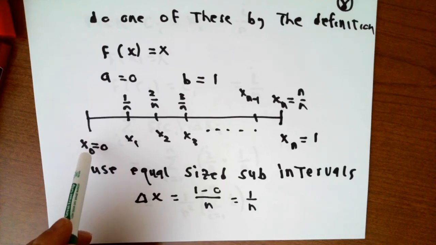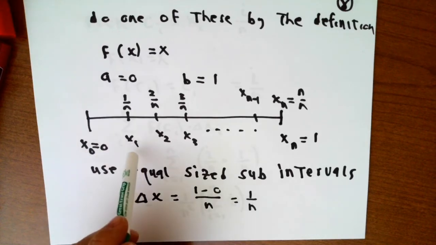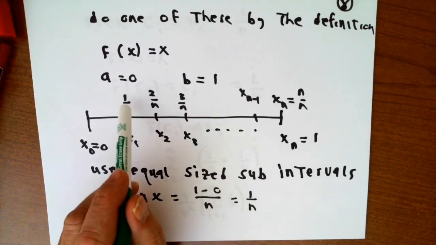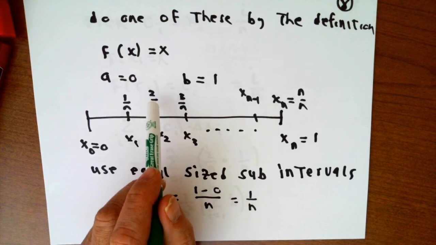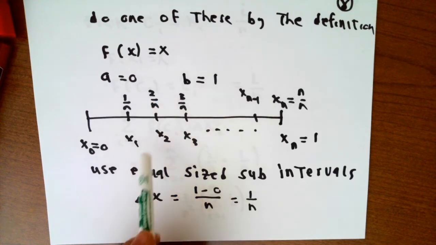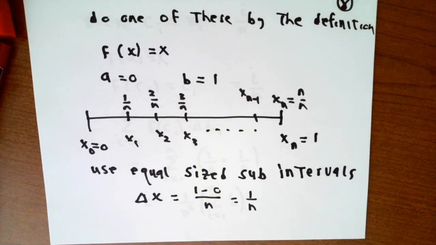That's the beginning of the situation. x1 is delta x bigger than that, so that's 1 over n. x2 is delta x bigger than x1, so that's 2 over n, and so on and so forth. I think it's clear that x number i is going to be i multiplied by 1 over n, or i divided by n.